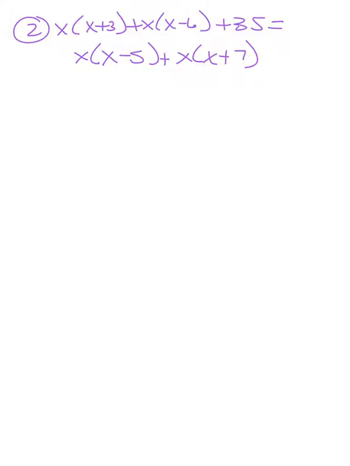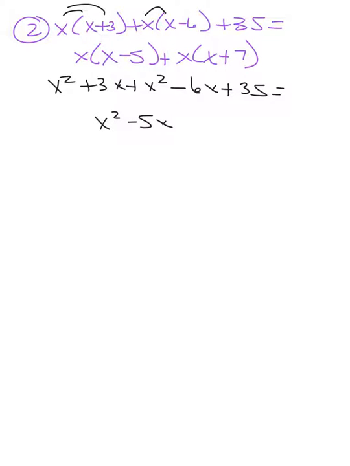Let's look at number 2. So again, I'm going to distribute, so I have x times x gives me x to the 2nd, x times 3 gives me positive 3x. Again, x times x gives me x to the 2nd, x times negative 6 gives me negative 6x, plus 35. Is equal to, do the same thing on the right hand side. X times x gives me x to the 2nd minus 5x. And then I have x times x again is x to the 2nd plus 7x.